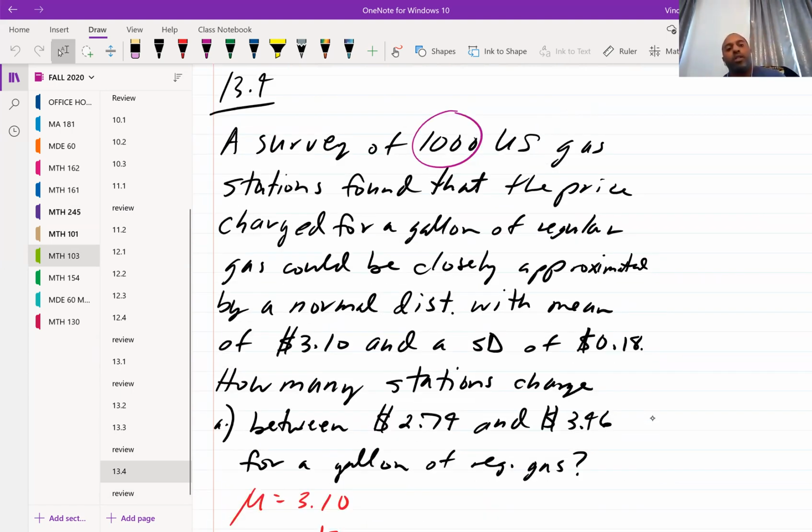All right, so let's look at doing that again, but this time we have some questions that we're going to answer. A survey of 1,000 U.S. gas stations found that the price charged for a gallon of regular gas could be closely approximated by a normal distribution with the mean of $3.10 and standard deviation of 18 cents. How many stations charge, and the first one, between 2.74 and 3.46 for a gallon of regular gas. Give you a chance to write that down.